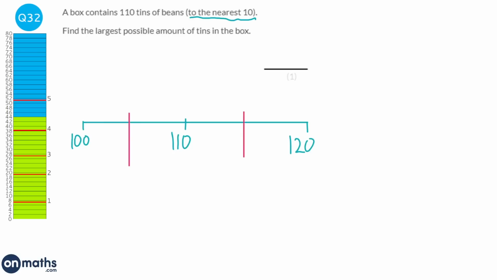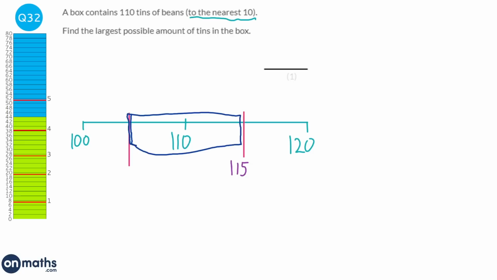If it goes above that cutoff point, it would have rounded to the next number up. So if the number was here, it would round to 120. If the number is on the cutoff point, which we can see is going to be 115, then we know it would round up. So we need to find the biggest number in this part here.